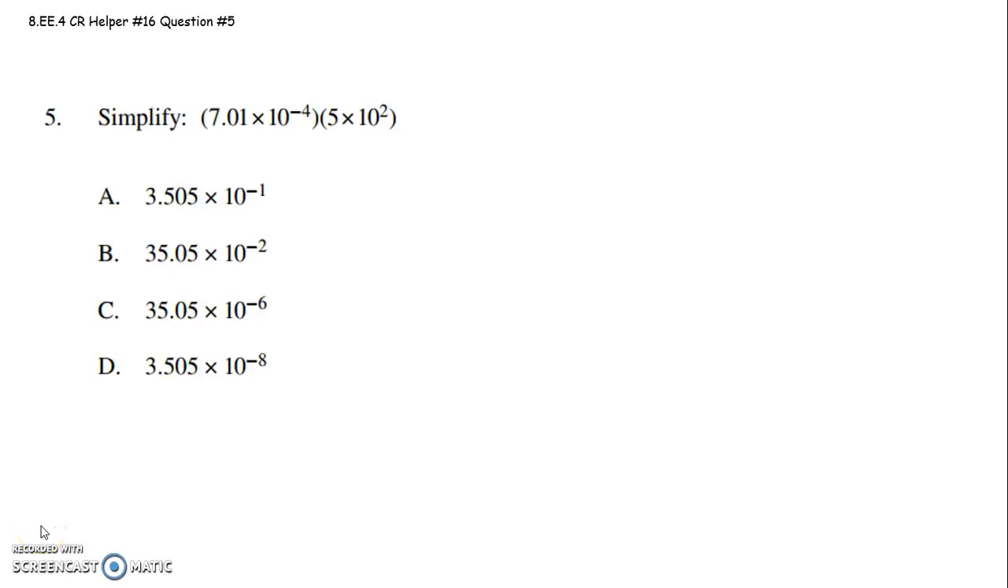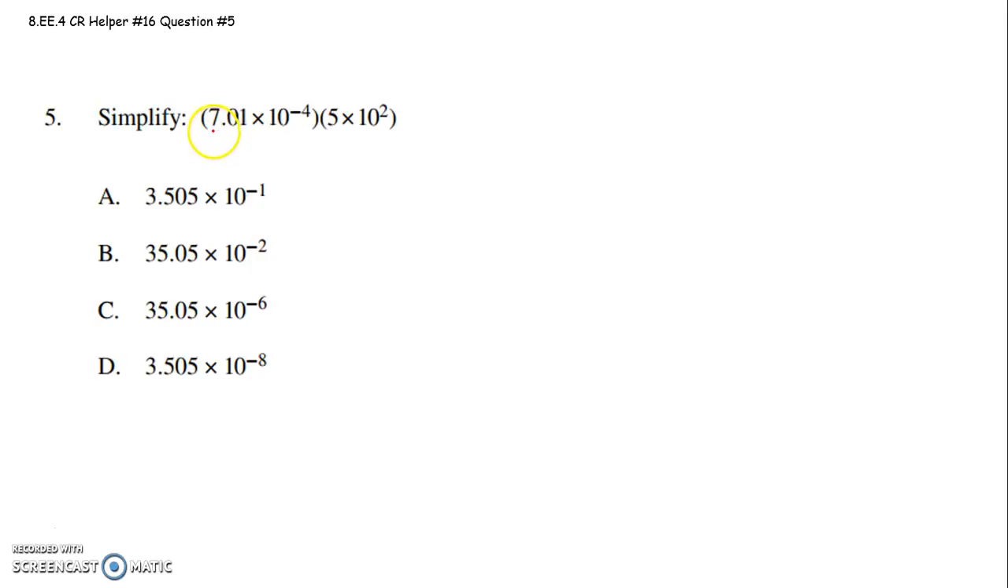All right, 8th graders, this is to help you with question 5 on CR16. It says to simplify, and then they give you two different numbers in scientific notation and ask that you multiply those numbers together. Okay, and I know it's multiplication because no symbol appears between. There's just parentheses around each, so I know I need to multiply them.